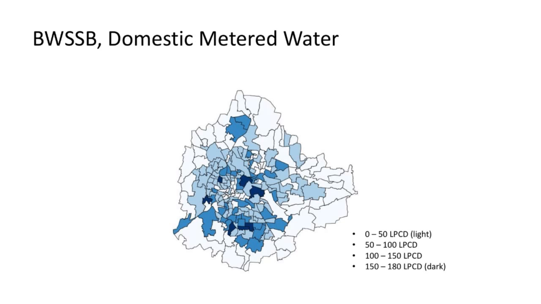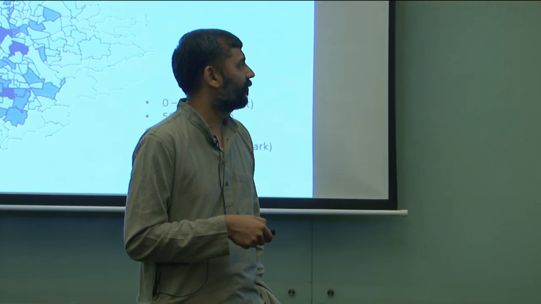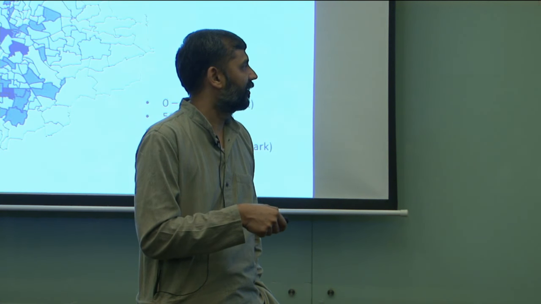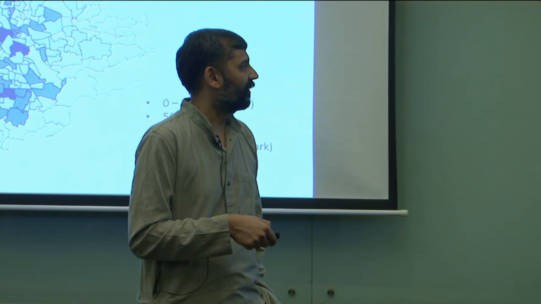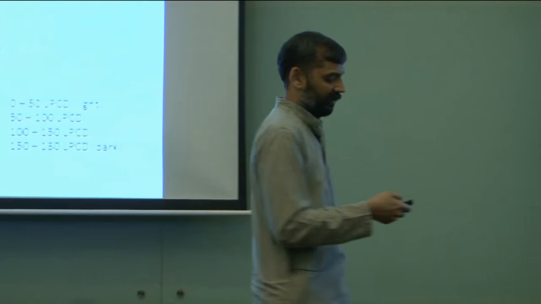So what we did was essentially get hold of every single meter's volumetric data between 2013 and 2015 and average it out. This is again consistent with what you see here, right? So even by their data, if you do it at the ward level, there are probably pockets that are completely dependent only on BWSSB water, but they are few and far in between.